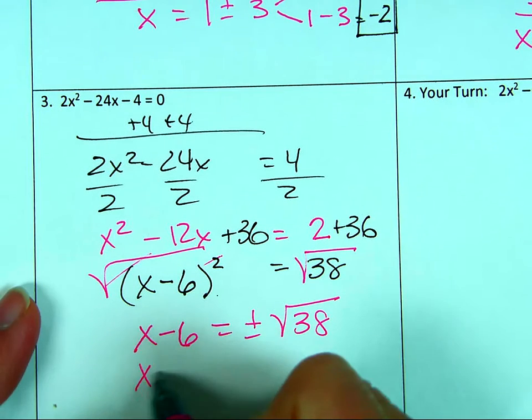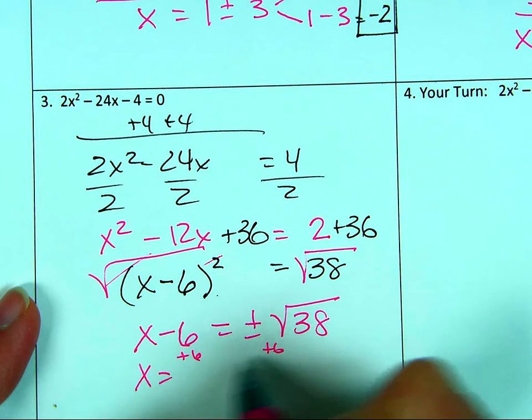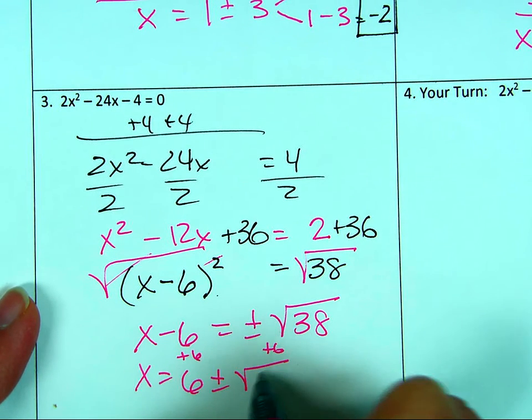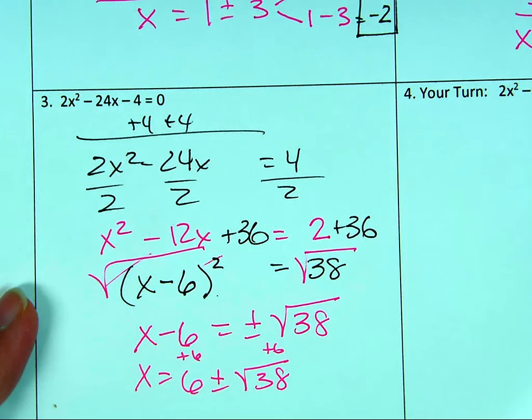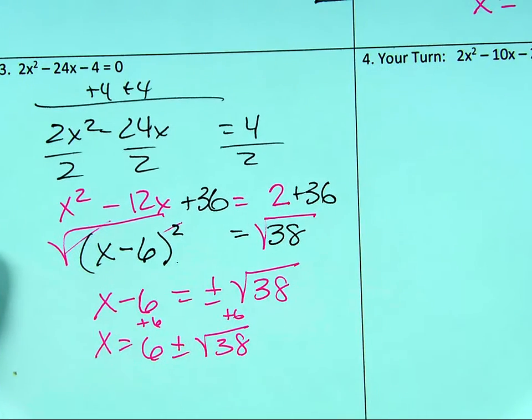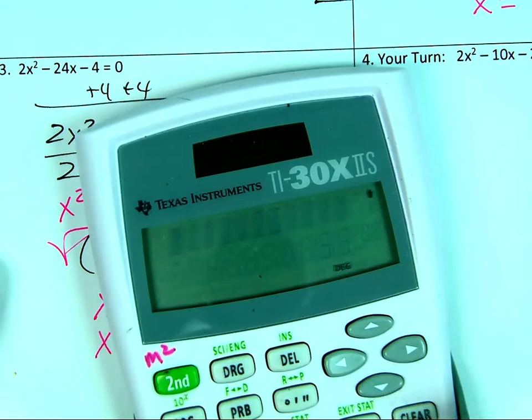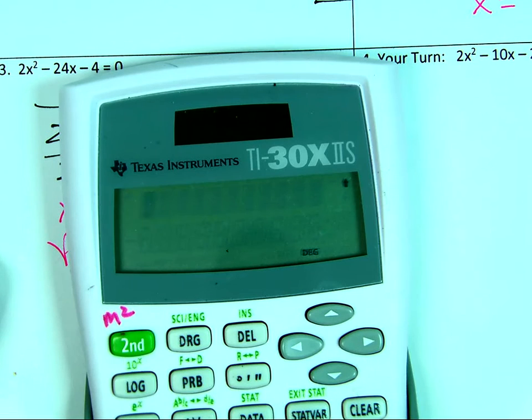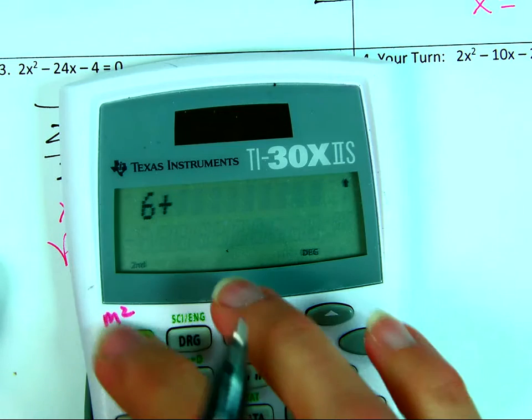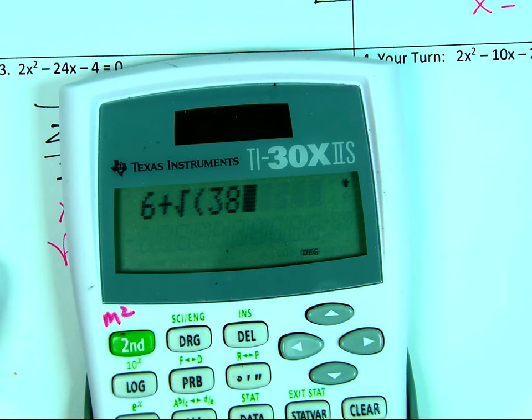So when I add 6 to both sides, it's going to be x equals 6 plus or minus the square root of 38. So I'm going to show you how to do that in your calculator so that you don't have to put it in twice. If you have a calculator like this, we're going to say 6 plus the square root of 38, and we're going to find the answer.